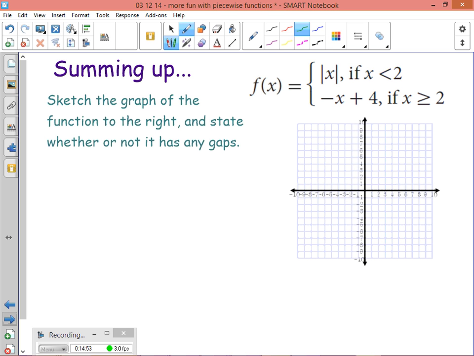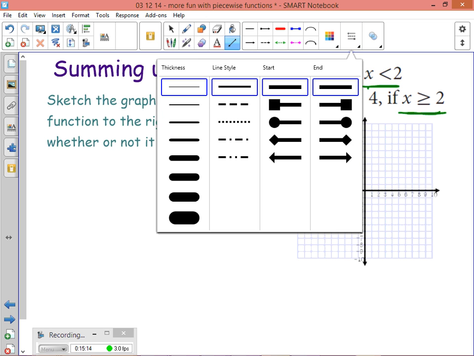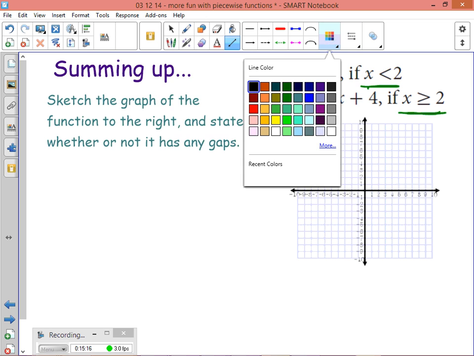Okay? All I need to do is graph each of these, this part here, and then this part here separately, and I need to do it for the proper domain. So the first one is for x is less than 2. What I'm going to do, I'm going to put an imaginary line. I'll use a thin dotted line, and I'll do it in a bright color, bright yellow. And I'm going to put that where x is 2.